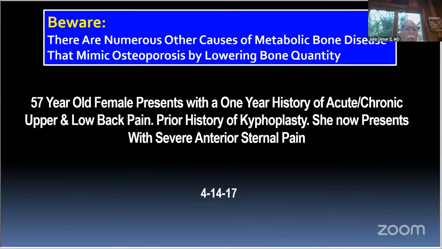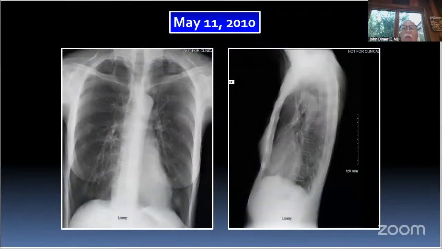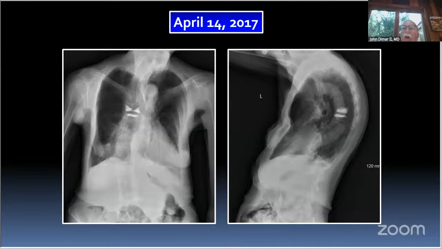So here's an example. Here's a 57-year-old female that comes in and was referred to us for back pain. Okay, this is what she looked like 10 years ago, and she comes in looking like this 7 years later. Well, that's a pretty dramatic change. And she's had a kyphoplasty done without a diagnostic workup.